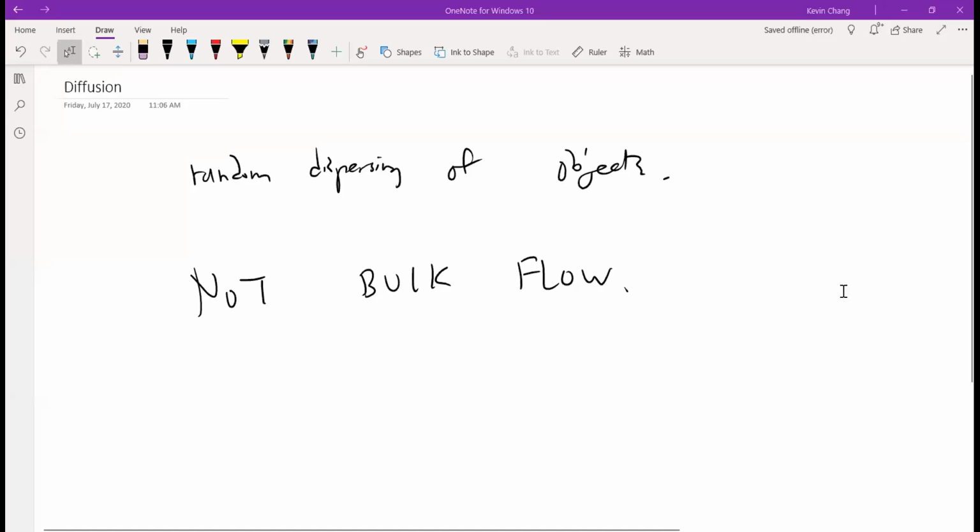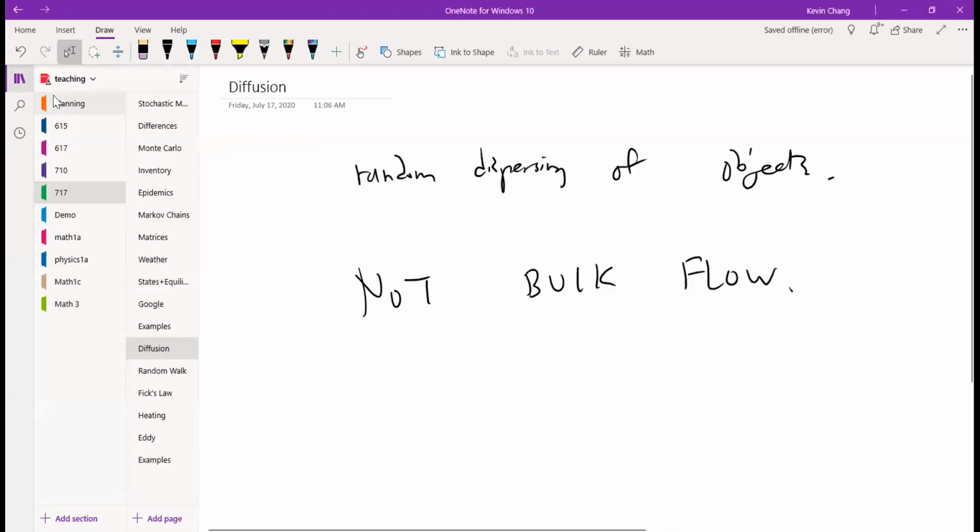So how is diffusion related to stochastic models? Well, that's because we're handling a lot of random movement here. A certain molecule at a certain point in time has a certain probability of being in a certain area. And that's what we're looking at with diffusion.